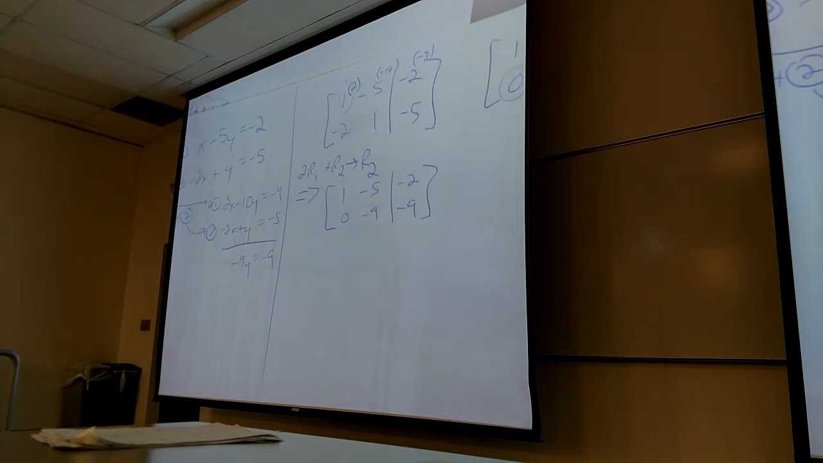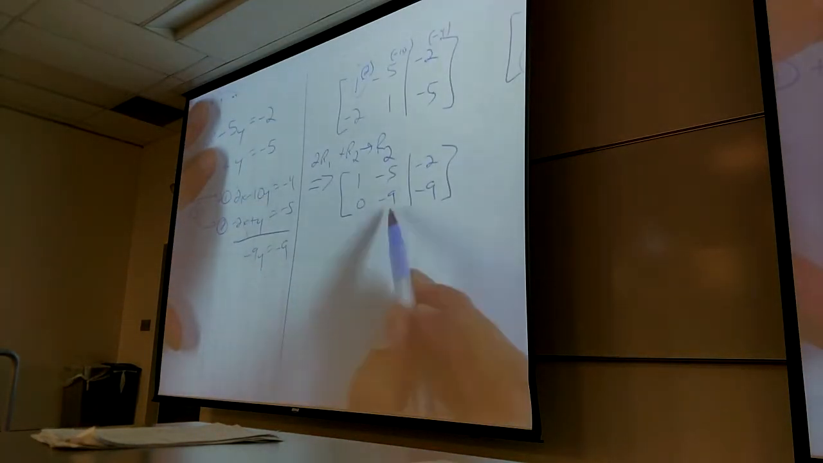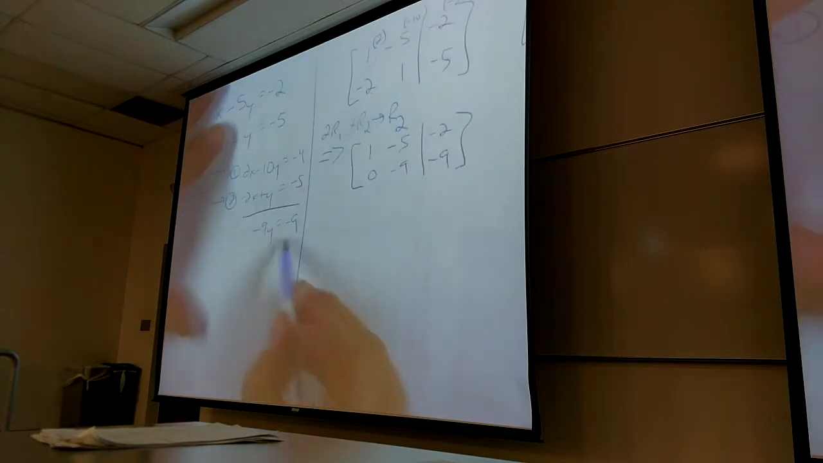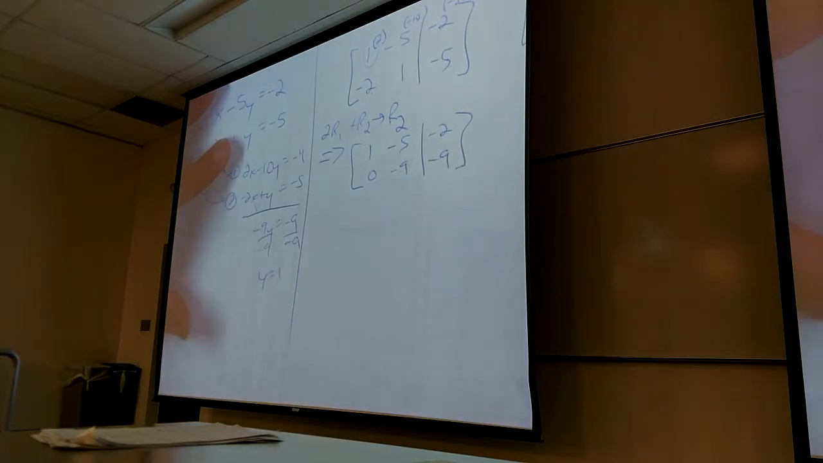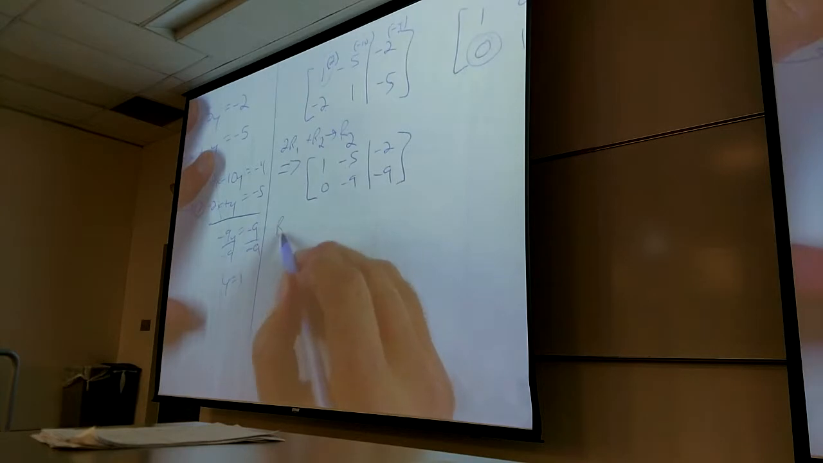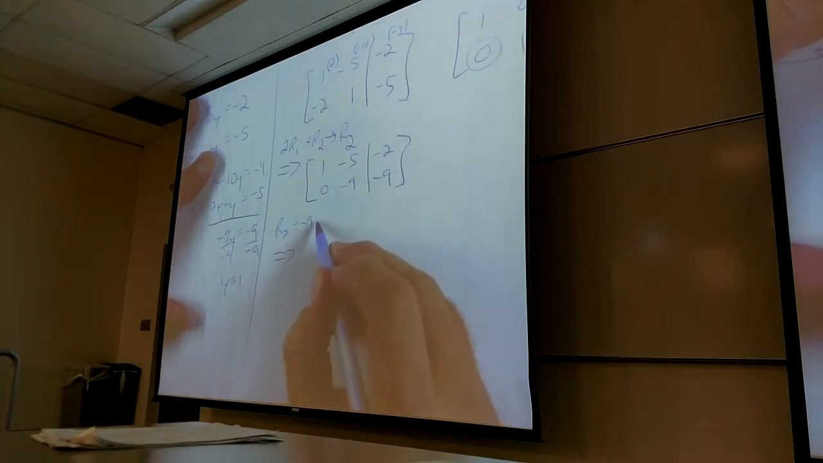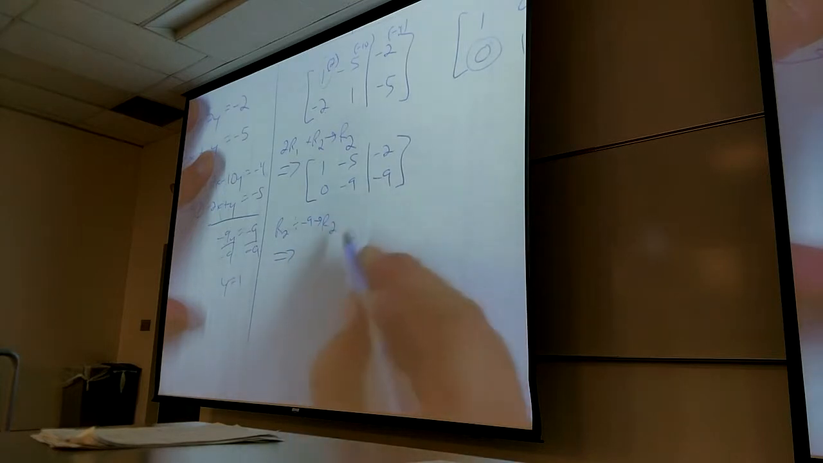But later, when we get a little better, we can do a couple things at a time and make it go a little quicker. Now, doesn't that correspond to where we are here? So here, what would I do? Divide by negative 9. And here, what would I do? Same thing. I would take row 2 and divide by negative 9. Put the answer back into row 2.